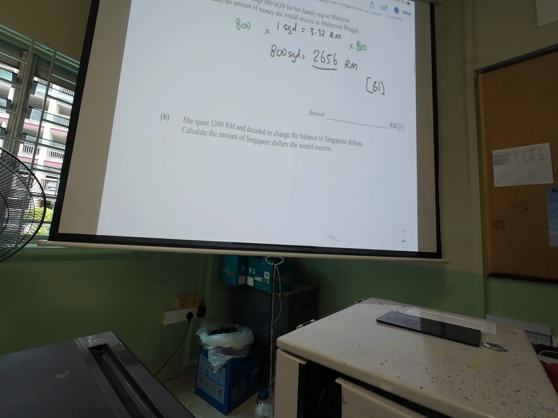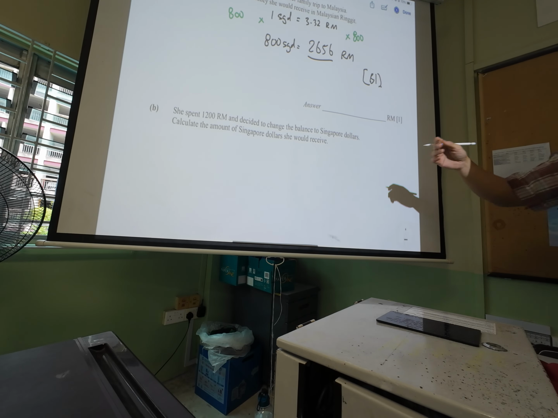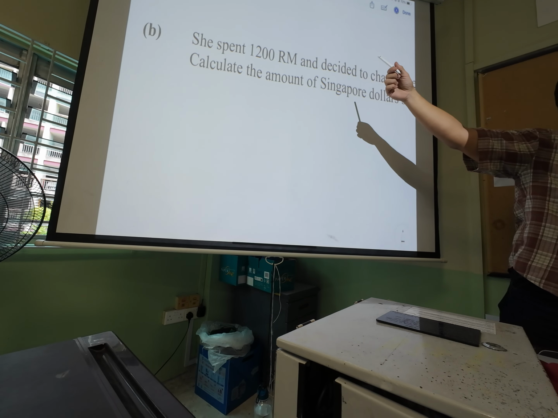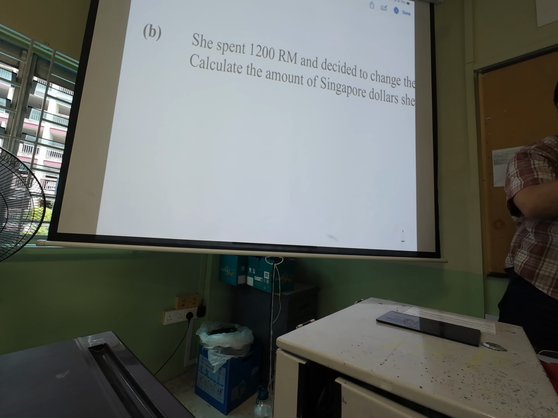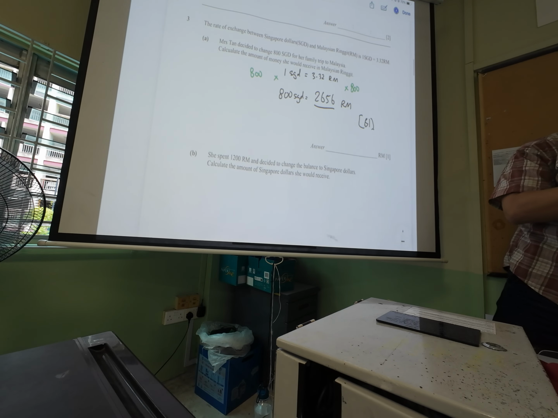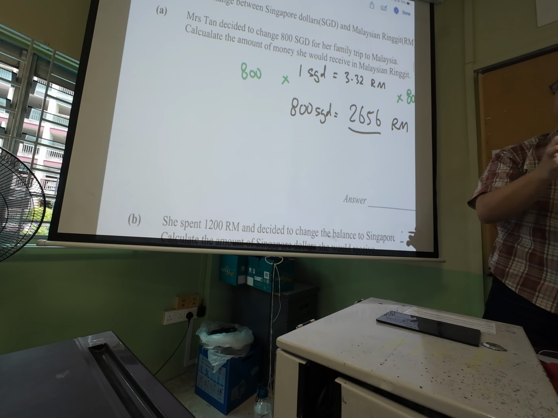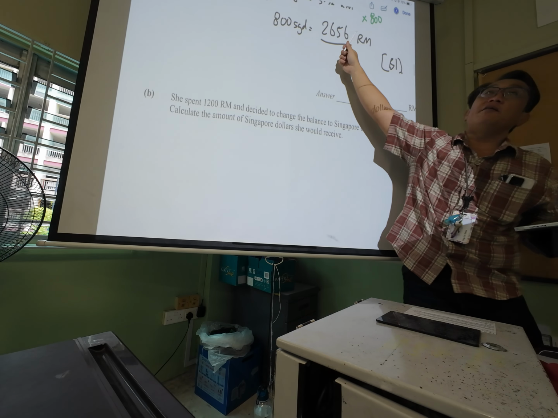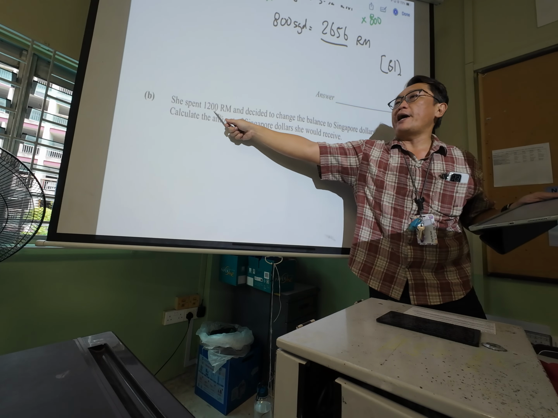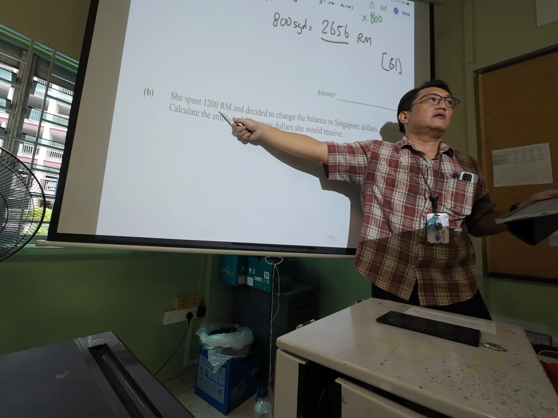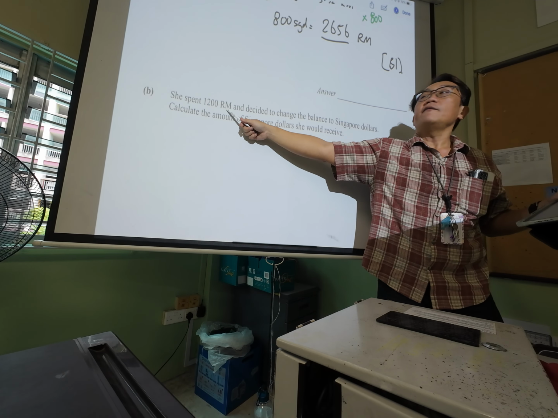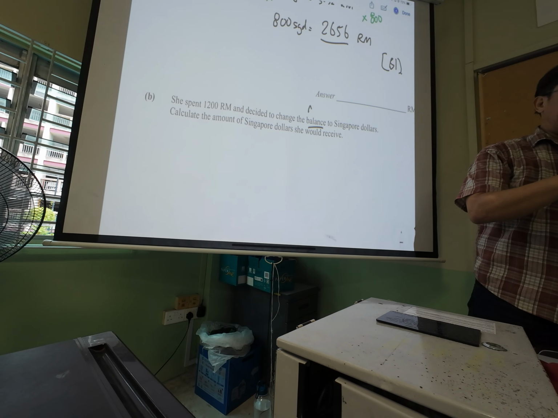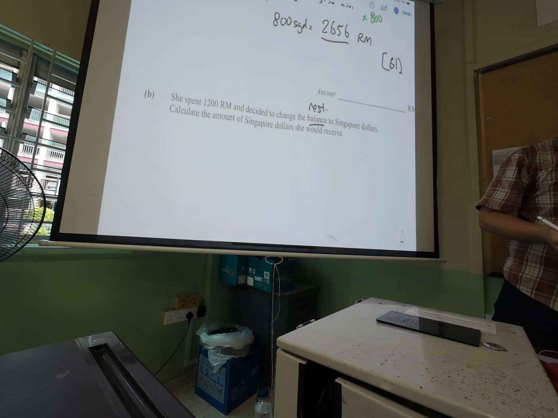Okay. Then some of you never follow the story. You see got 1,200 here, you straight away use this 1,200. So you never read the question, you never follow the story. So the story is, she changed 800 into ringgit already. Then after that, from this amount of ringgit that she has, she spent this 1,200. Okay? Then after that, she changed the rest. Balance is another word for the rest. The rest that she has left.